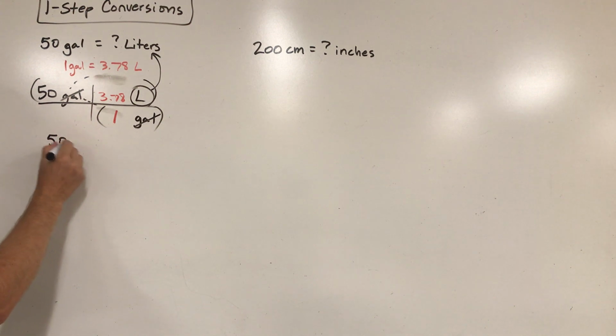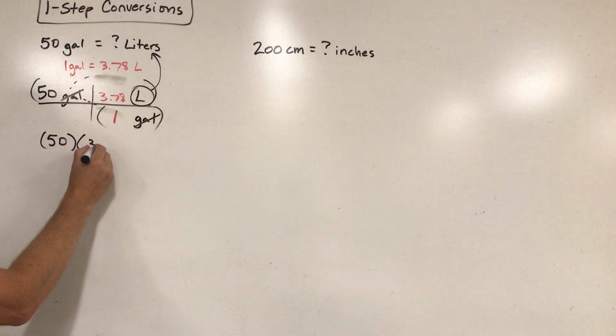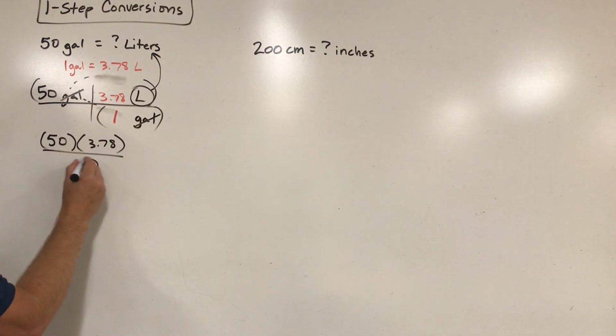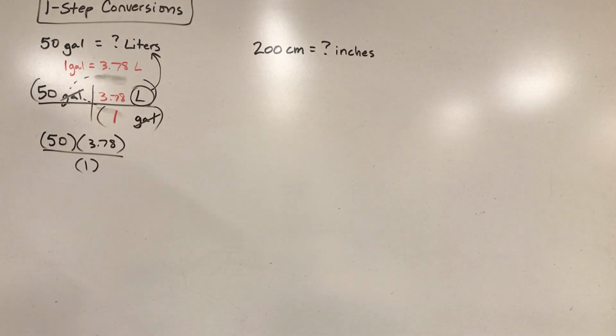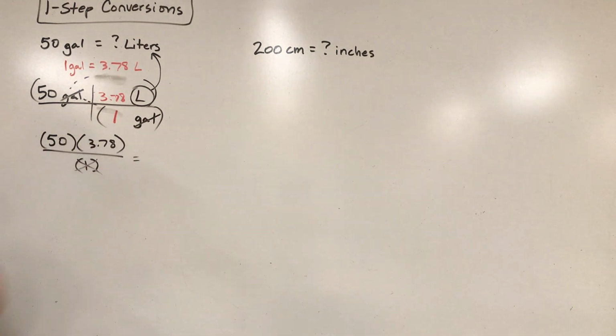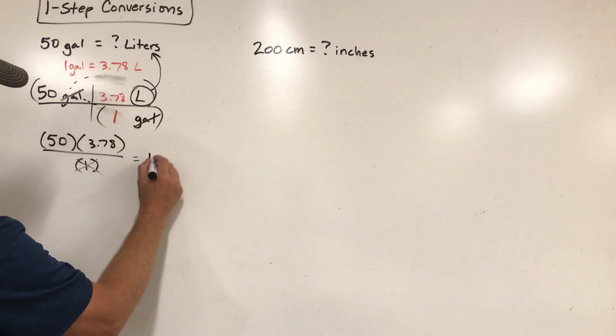I'd have 50 times 3.78, all divided by 1. But you guys know that if you divide by 1, it really doesn't change anything. So anywhere there's a 1, I can kind of ignore it. I don't really have to do much with it. So I'm really going to take 50 times 3.78. If I do that, I end up with 189.